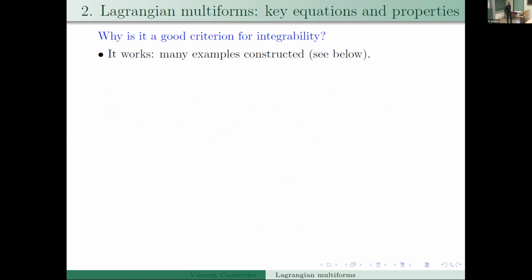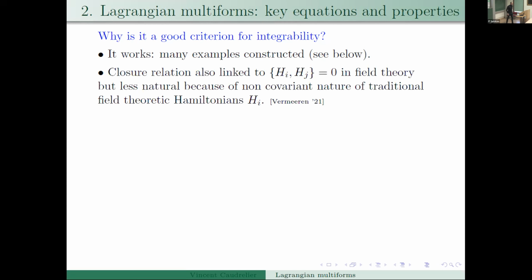Okay, so again, why is it a good criterion? Well, we now have quite a few examples that show that the theory is not empty and actually captures integrability in a nice fashion. As I said already, in the finite dimensional case, there's a nice link between the closure relation and Poisson commutativity. It survives in the field theory case, but it's a lot less natural. I don't have time to talk about that because it would be another talk altogether.